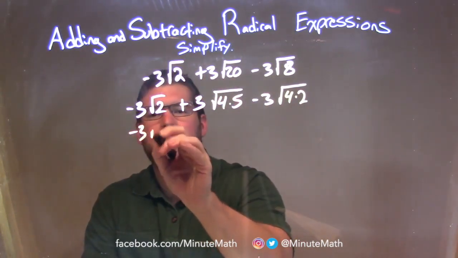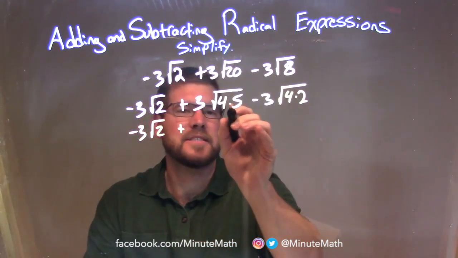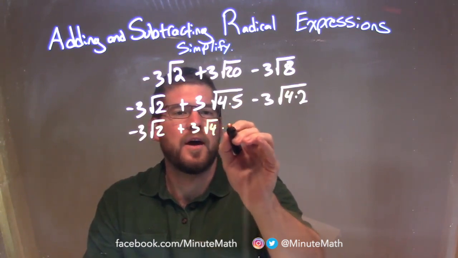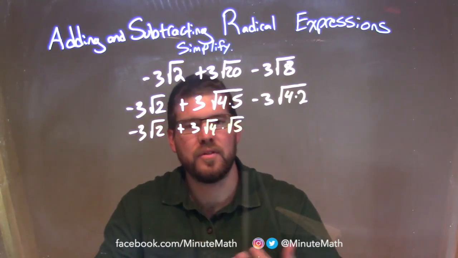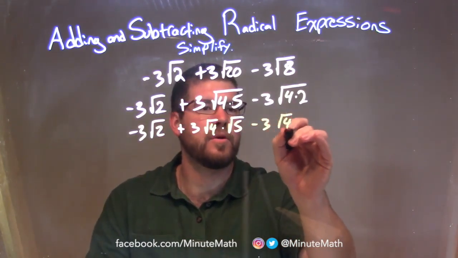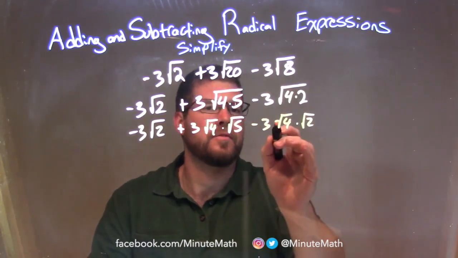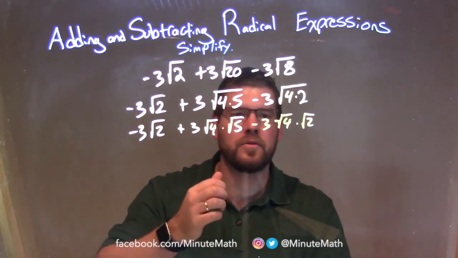Simplifying here, well, this one I'm just leaving alone, negative 3 times the square root of 2. But here I can separate out the 4 times the 5. So 3 times the square root of 4 times the square root of 5. You're allowed to do that. You're allowed to separate it. It's multiplication inside the square root. You can separate it, have the two square roots being multiplied. Minus 3 times the square root of 4. And the same thing here, square root of 2. Okay? So then, from here, we just simplify the square roots that we can.